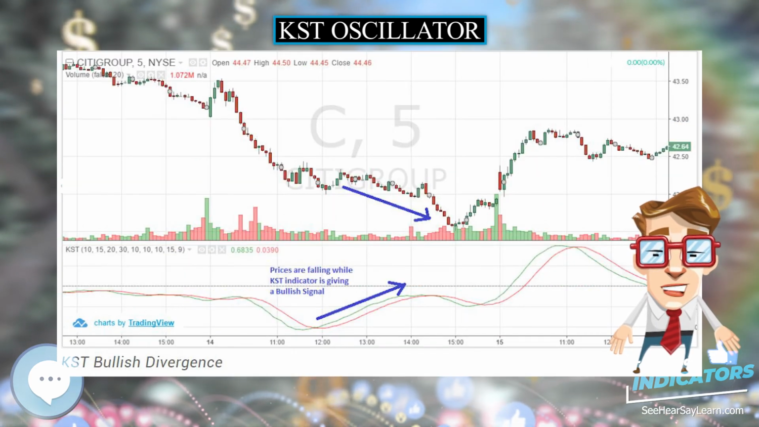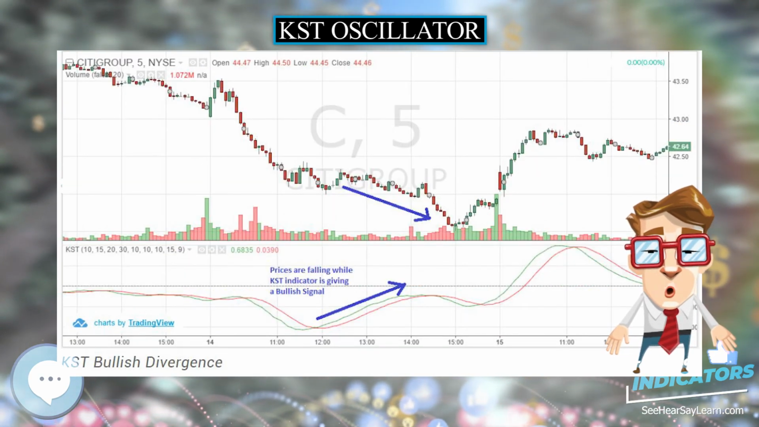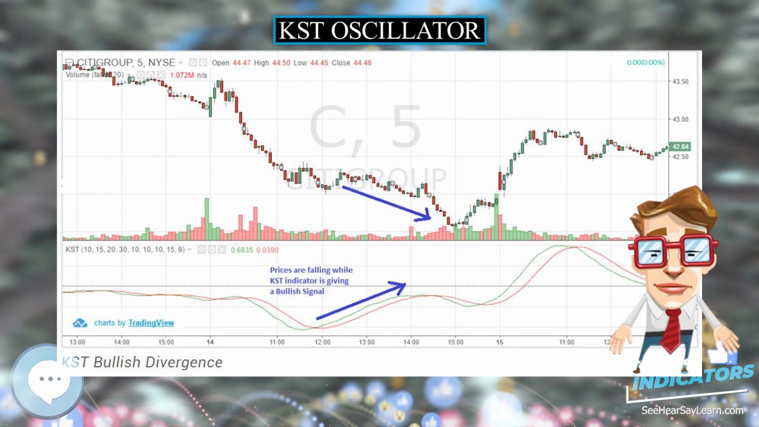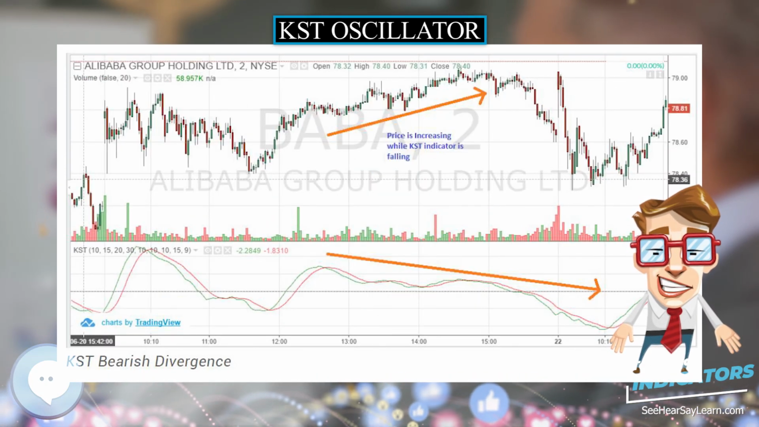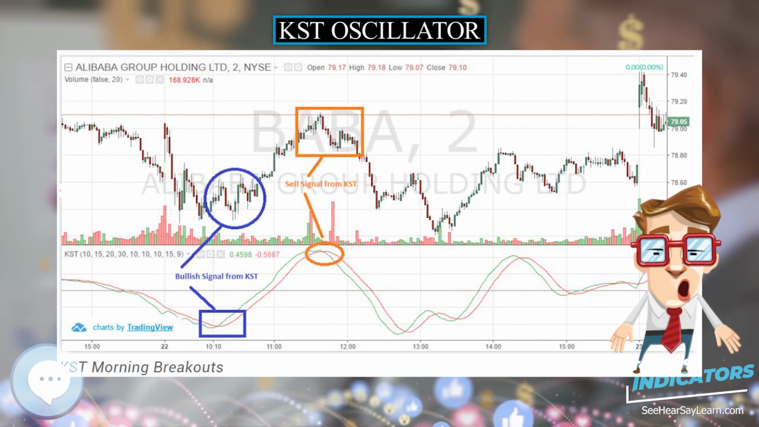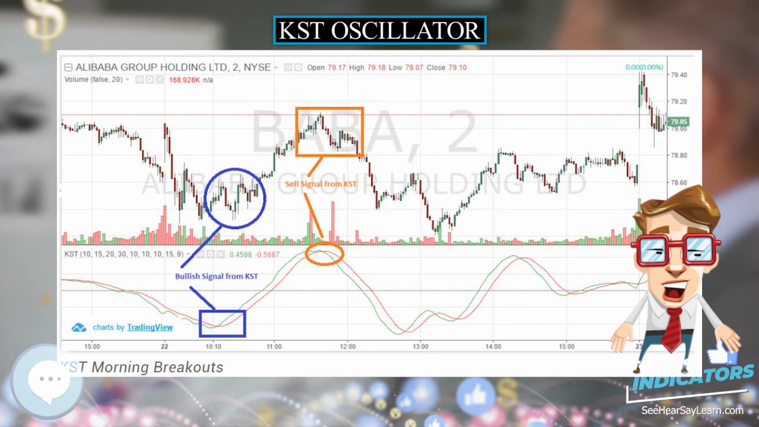Trend line violations and price pattern completions. It is possible to construct a trend line on the KST and see when it's been violated, but not very often. When it does though, it usually results in a powerful signal.